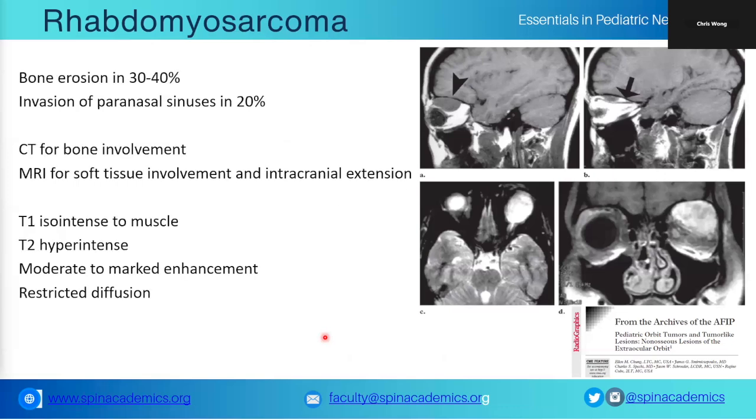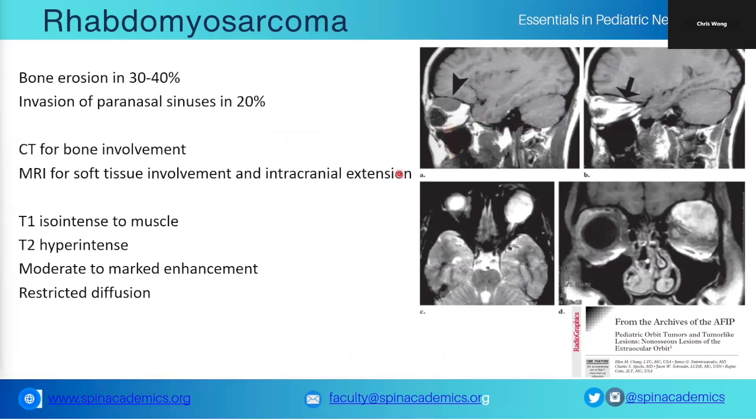For the imaging findings, the most important part will be the invasiveness of the lesions. So bone erosion occurs in 30 to 40%, invasion of paranasal sinuses in 20%. CT is very useful to look for the bone involvement. MRI is useful for the soft tissue involvement and the intracranial extension to the meninges.